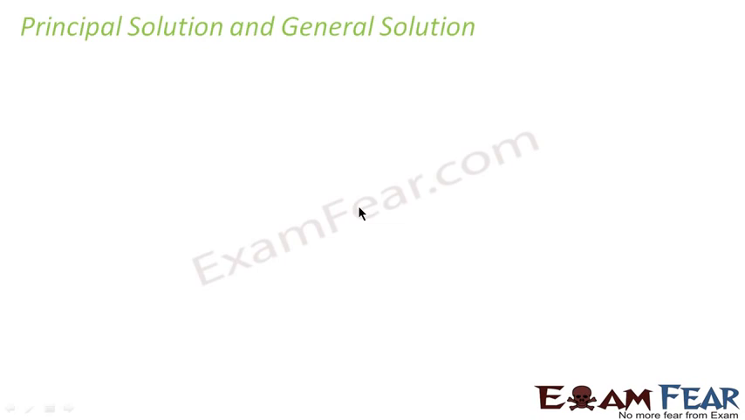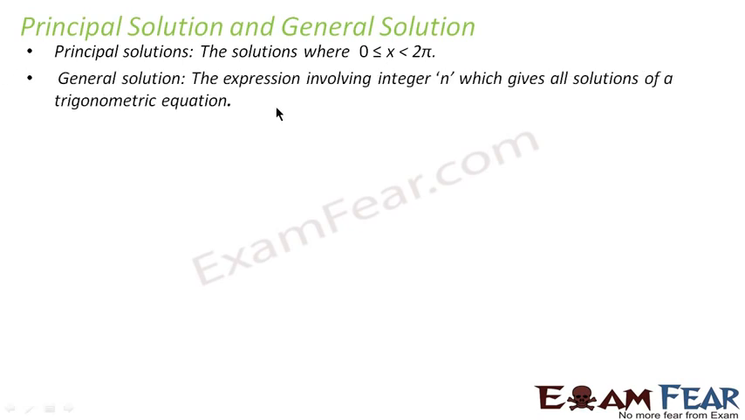Let me introduce the concept of principal solution and general solution. A principal solution is any solution between 0 and 2 pi, and the general solution will have all the possible solutions, involving an integer n. It will be of something like this form: pi by 3 or theta plus n pi, or theta plus minus 1 to the power n pi. This kind of solution is called the general solution. It involves all the possible solutions for a given trigonometric equation. In case of principal solution, we have only those solutions which are between 0 and 2 pi.